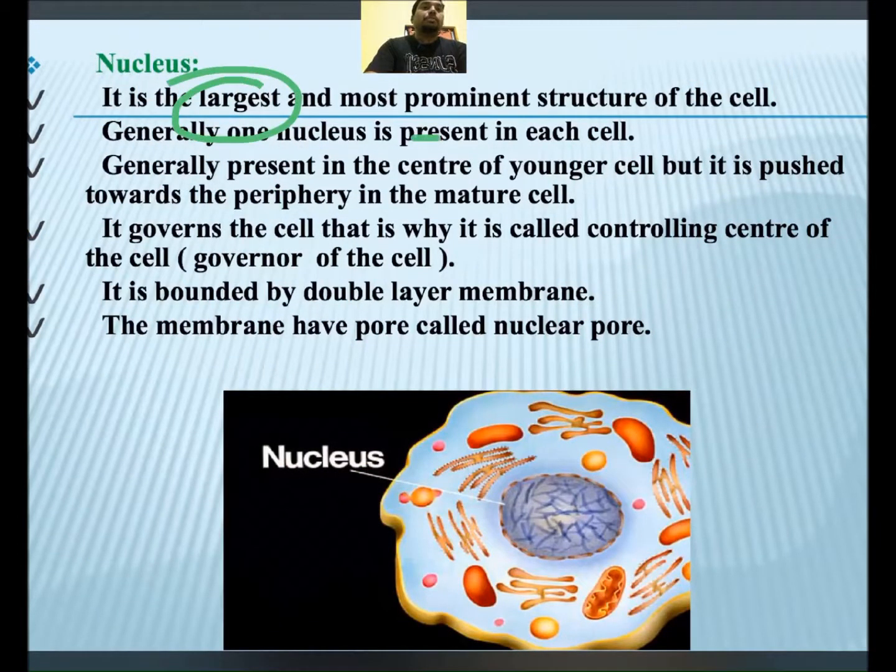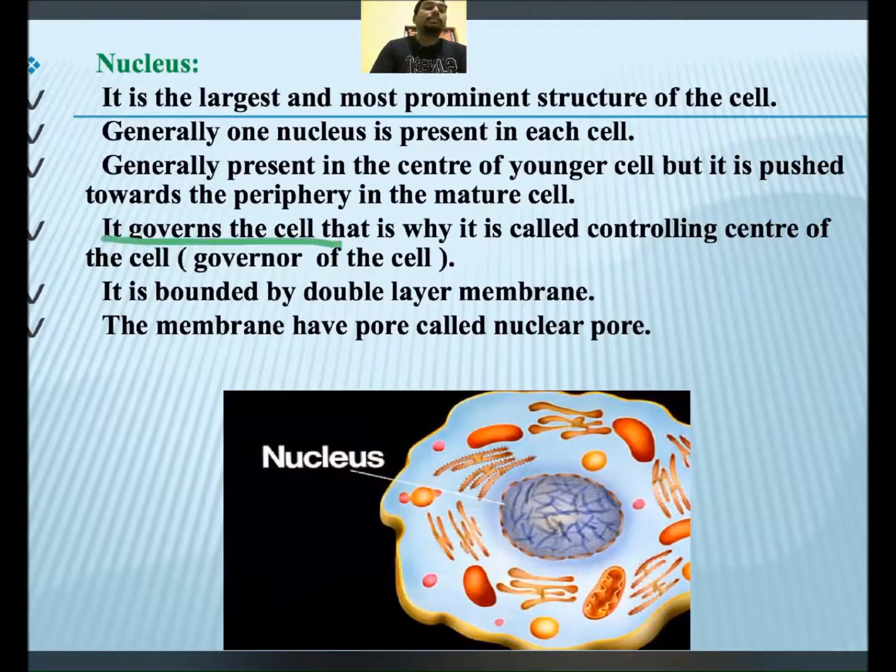Nucleus is the most prominent and largest structure of the cell. Generally, there is one nucleus present in the cell, but in some cells there are more than one nuclei, and such cells are called multinucleated cells. In younger cell, nucleus is present in the center, but as the cell grows and matures, nucleus is pushed towards the periphery. Periphery means it goes towards the plasma membrane. In matured cell, generally nucleus is present at the periphery.